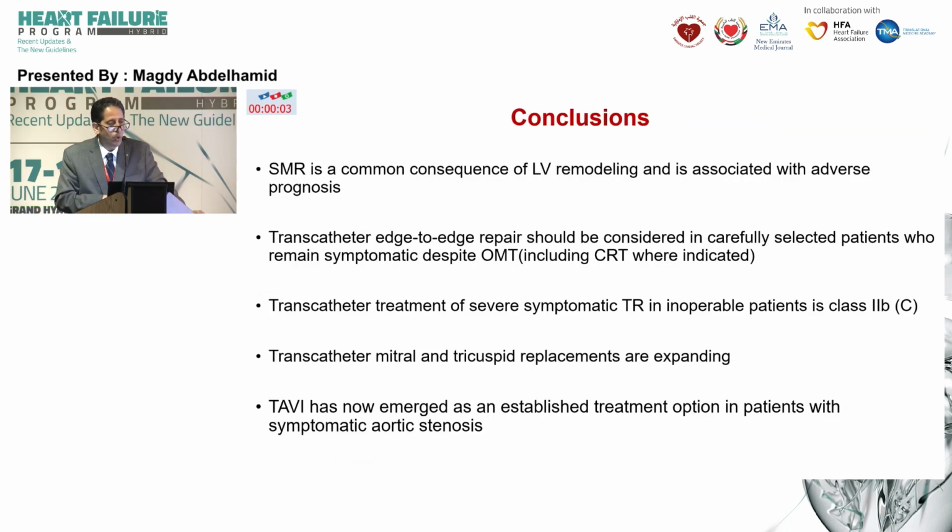So the conclusion, ladies and gentlemen: the secondary mitral regurgitation is a common consequence of LV remodeling and is associated with adverse prognosis. Transcatheter edge-to-edge repair should be considered in carefully selected patients who remain symptomatic despite guideline-directed medical therapy, including CRT. Transcatheter treatment of severe symptomatic TR in inoperable patients is class 2B recommendation. Transcatheter mitral and tricuspid replacements are now expanding. TAVI has now emerged as an established treatment option in patients with symptomatic aortic stenosis.